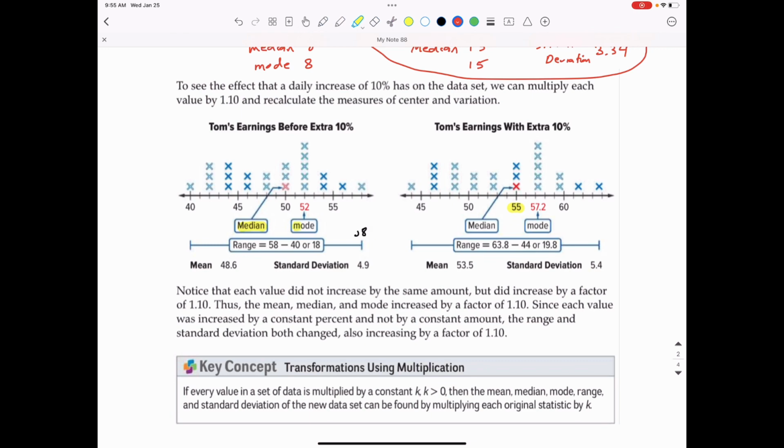The mode is 52. If you do 1.1 times 52, that would get 57.2. And the same for the mean. The mean also increases by a factor of 1.1. With multiplication or division for that matter, the range and standard deviation will also increase by a factor of 1.1. So the old range is 18, but the new range is going to be 18 times 1.1, which is 19.8. Standard deviation was approximately 4.9, and if you take 4.9 times 1.1, you get approximately 5.4.